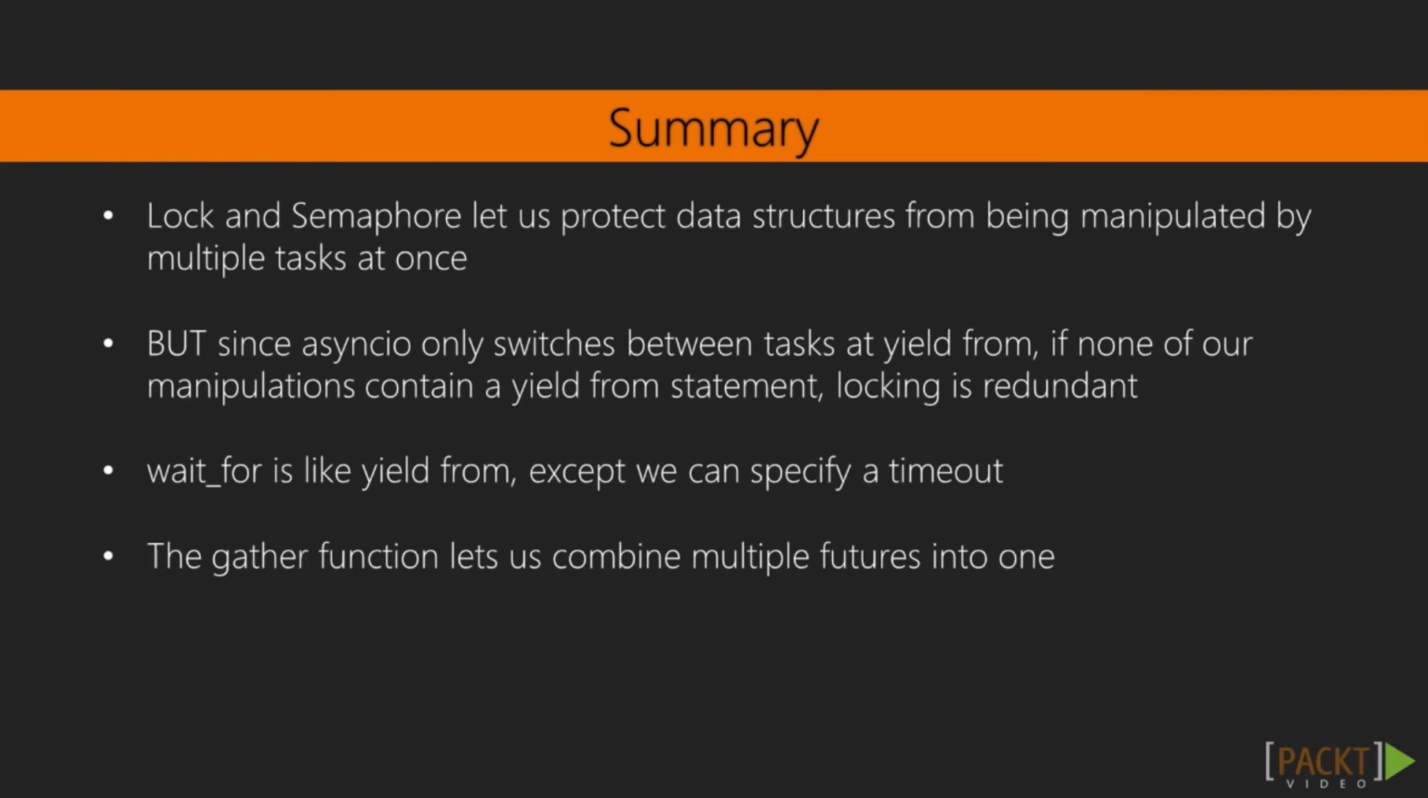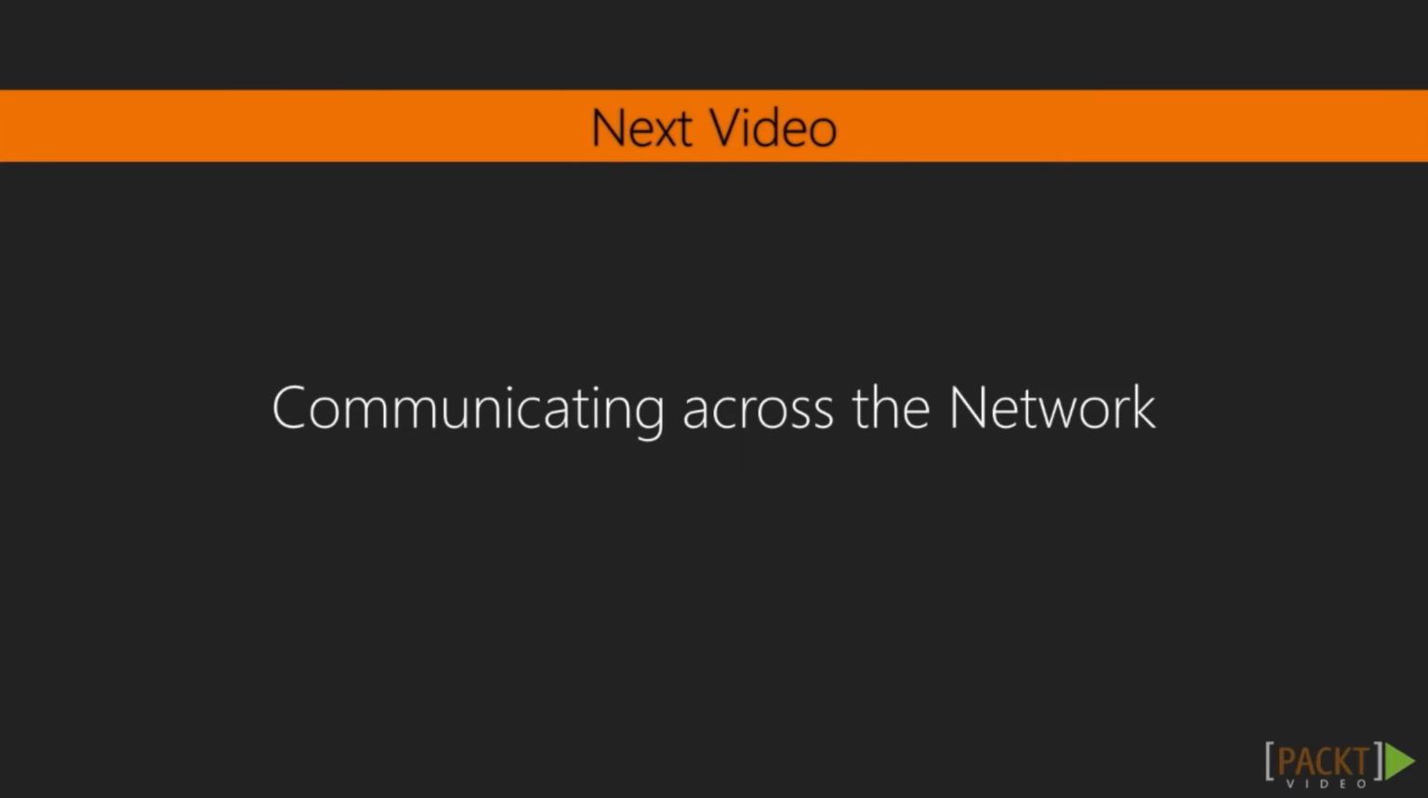We've also seen that it's possible to make any task have a timeout, so it runs for a certain amount of time and it either finishes before that time or raises an exception, by using the wait_for function. And we've seen how to combine multiple futures into a single future. That's it for intertask cooperation. In the next video, we're going to take a look at the feature which most often motivates people to use asyncio, network communication.